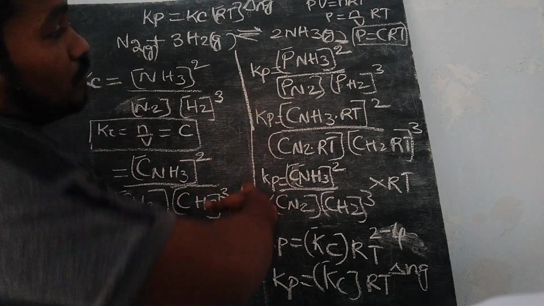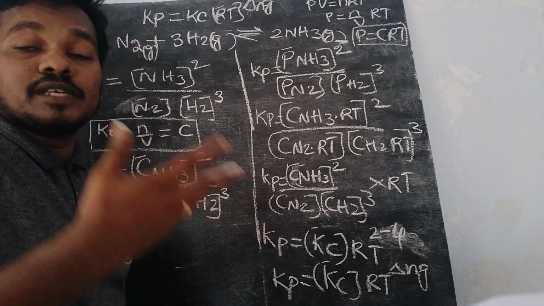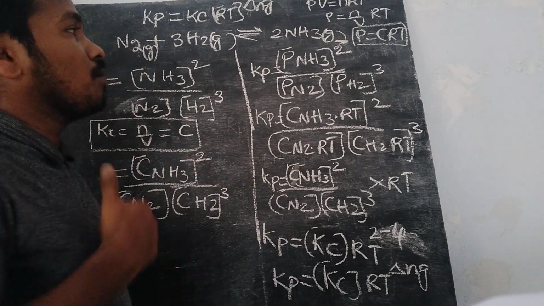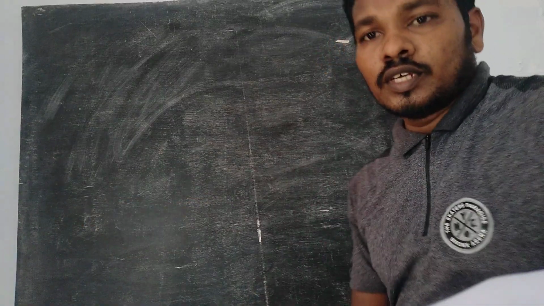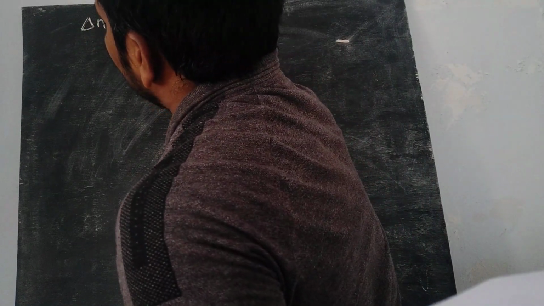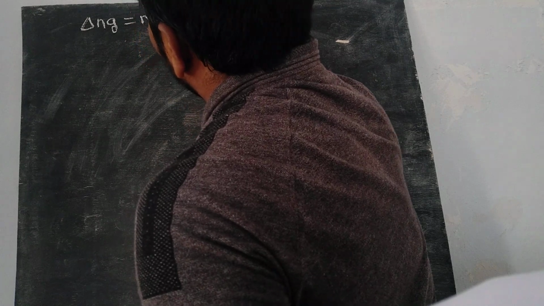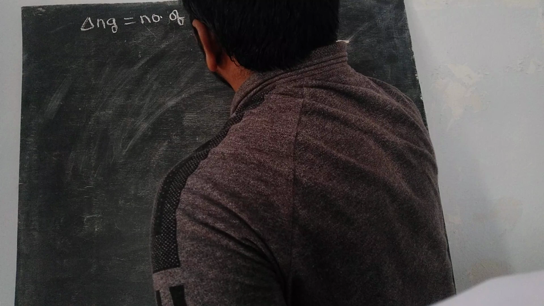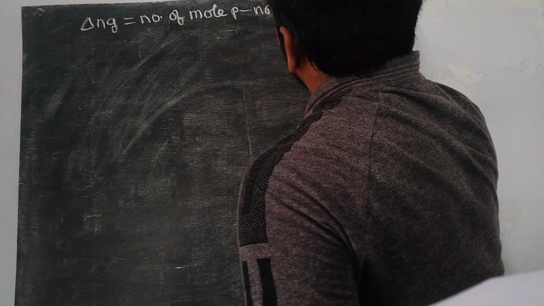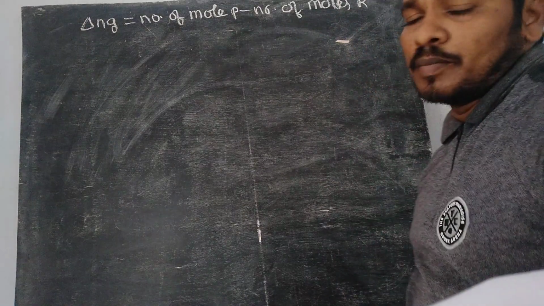So when will Kp be equal to Kc? When will Kp be greater than Kc? When will Kp be less than Kc? We will discuss this by taking some equations. See here, we have written delta Ng, which is nothing but the number of moles of the product minus the number of moles of the reactant, and we will get some number.